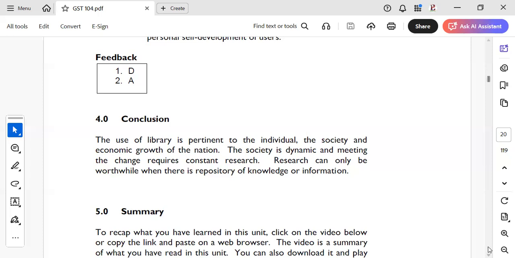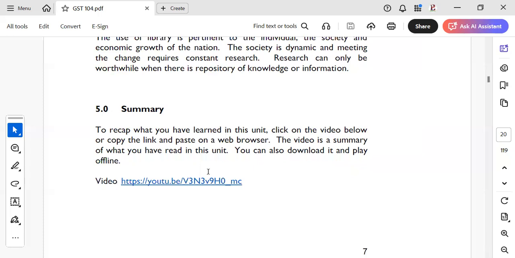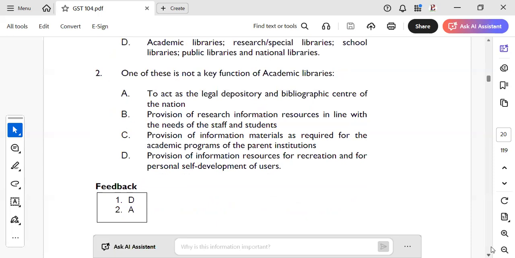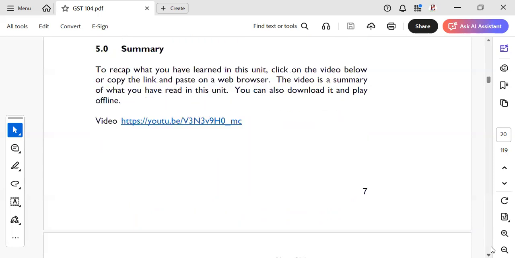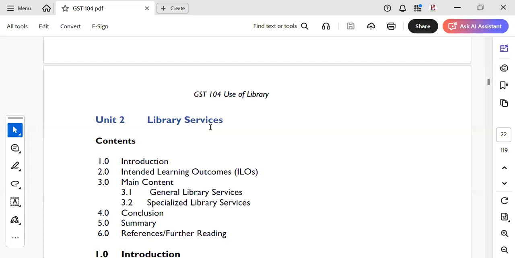In summary, to recap what you have learned in this unit. This is a YouTube video. You can try it yourself and watch it to get the school explanation on this unit. So we are done with types of libraries. In the next class, our focus will be the next unit, which is library services. So don't miss it. Prepare your mind. Go and read ahead so that you'll be able to contribute in the class.